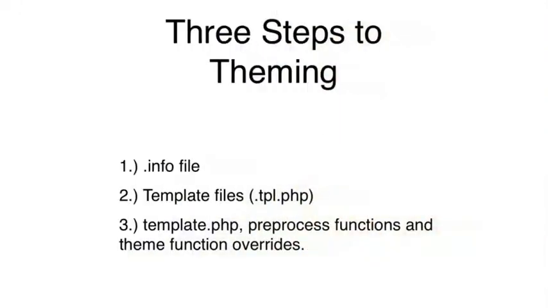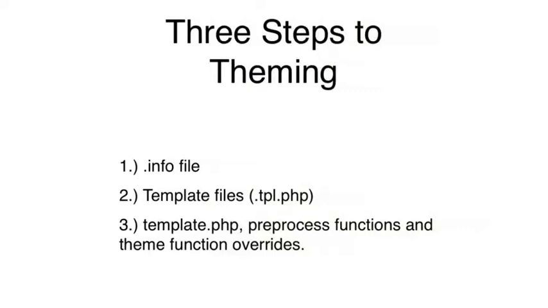In the previous series, we discussed .info files, which are the configuration files for your themes, which tell Drupal that you are a theme, what regions you have, what CSS files you have, and what JavaScript you have. We also discussed template files. Those are the files ending in .tpl.php, like your page TPL or your node TPL.